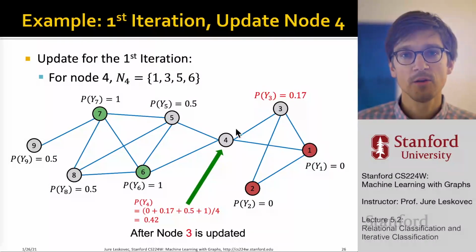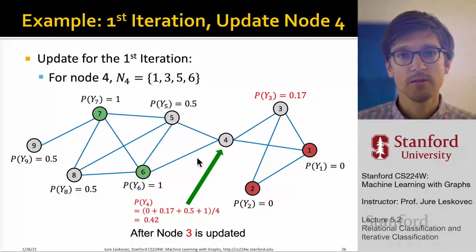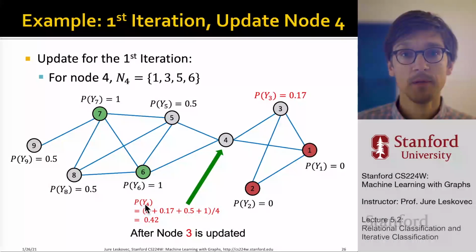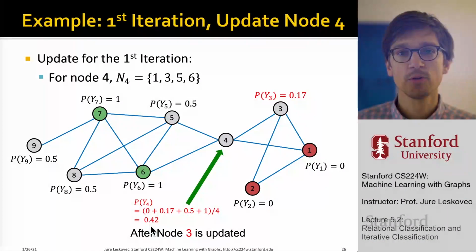Now node 4 wakes up, and we are going to update its own predicted probability of being green. Again, it goes over its 4 neighbors, and we sum up a 0. This is because of this one. Then we sum up 0.17, 0.5, and 1, and divide it by 4. So node number 4 will say my probability that I am labeled green is 0.42.